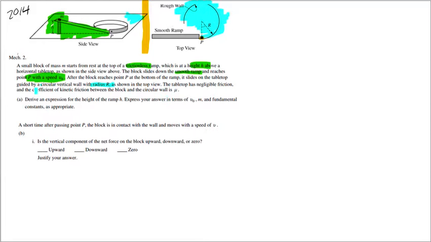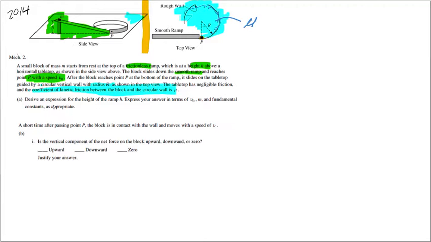And the coefficient of kinetic friction, okay, hang on, between the block and the circular wall. That's right here, that's your wall. So imagine this wall is rough on the inside. All right, that is mu. My rough surface went away, but we're just saying it's rough on the inside of the wall. All right, so mu. Let's go ahead and look at this.